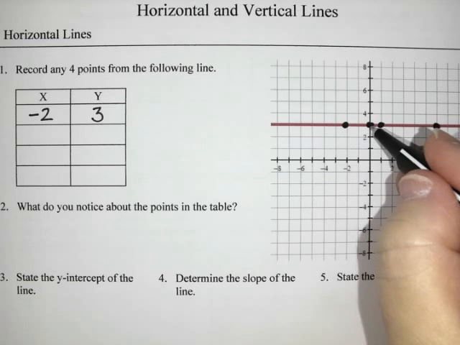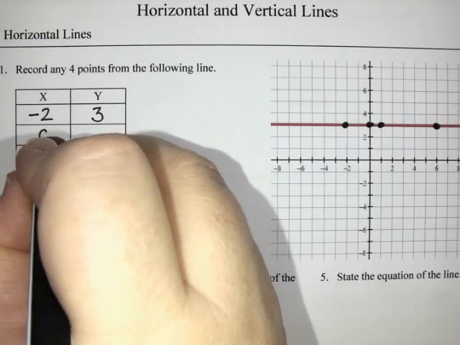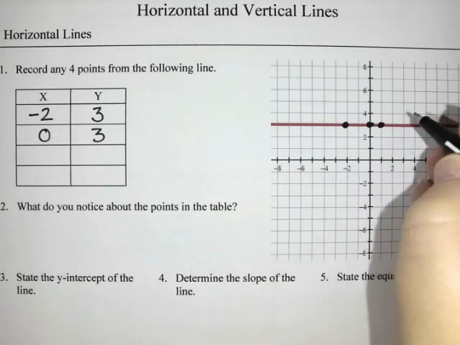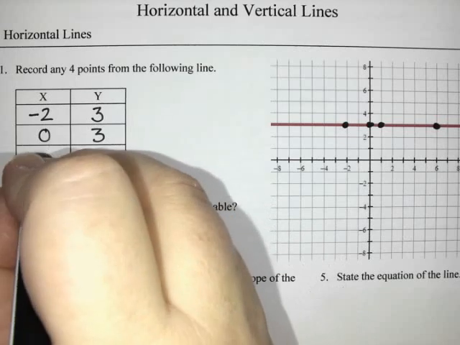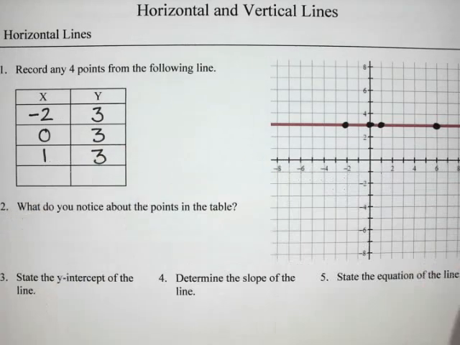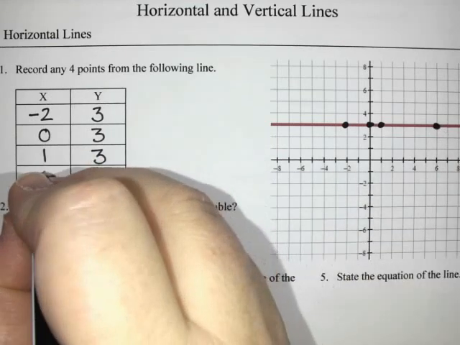The next point I picked was the y-intercept. It is 0 and 3. And then the next one I picked was this one, which is 1 and 3. And then our last one is 6 and 3.